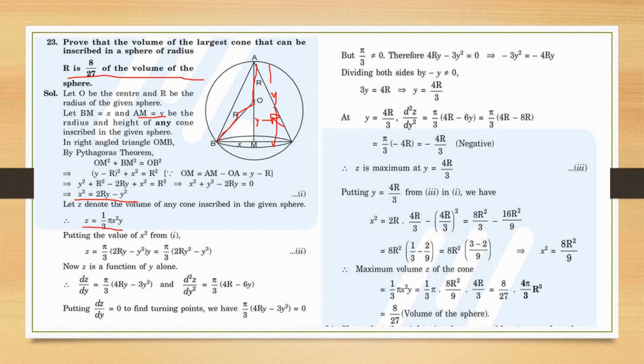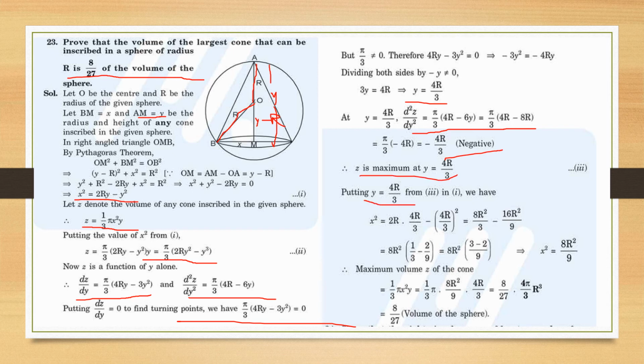Now the volume z is equal to 1 by 3 pi r square h, where r is x and h is y. Now use this x square here to convert the equation into one single variable, that is y. Find dz by dy and the second derivative. To find the critical point put dz by dy equal to 0, and we get the critical point y as 4r by 3. The second derivative turns out to be negative here, that means it is a maximum. When y is 4r by 3, come back here and put the value to get x square as 8r square by 9.